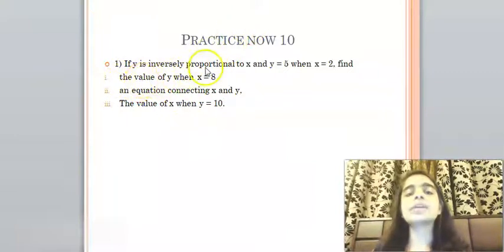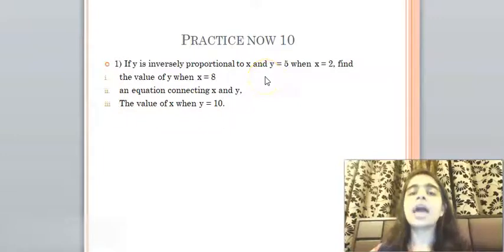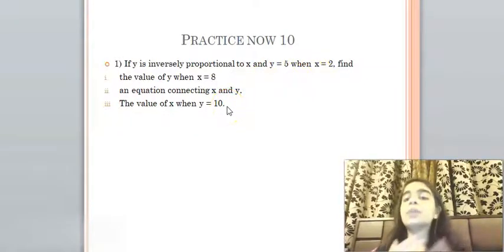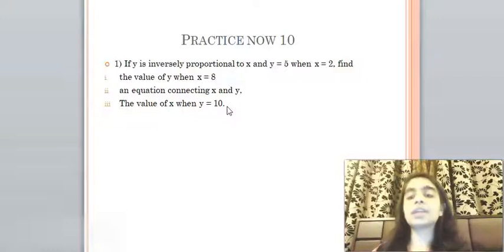If y is inversely proportional to x and y is equal to 5 and x is equal to 2, find the value of y when x is equal to 8. Now, if you remember, previously we just discussed the unitary method for inverse proportion. So this time let's do it with the formula method, and in these cases when we actually need to find the equation connecting y and x, you have to use the formula method only.